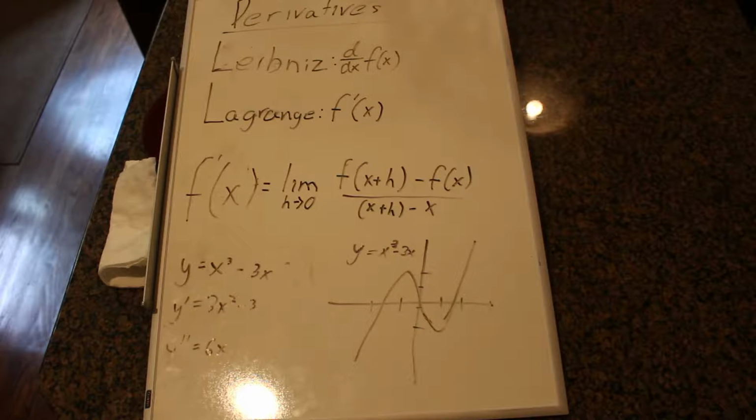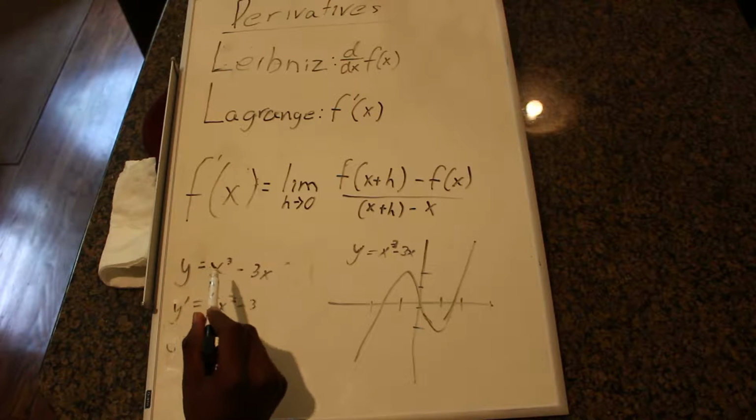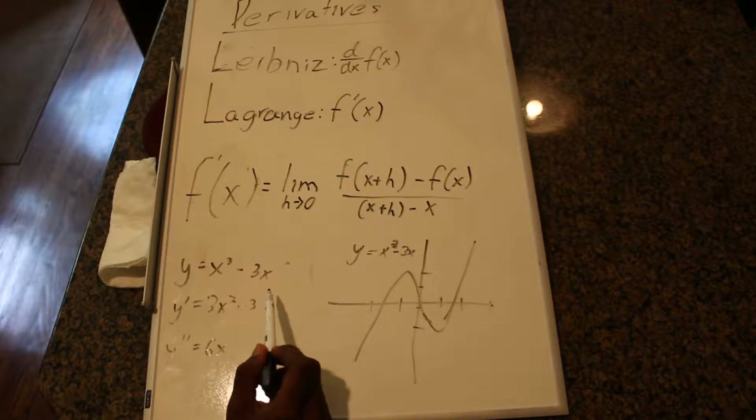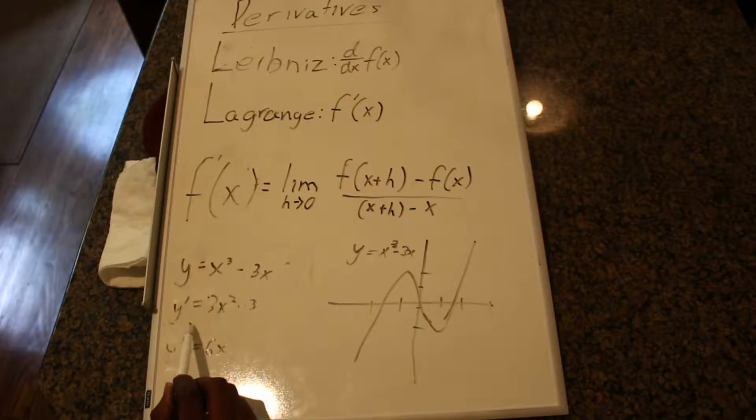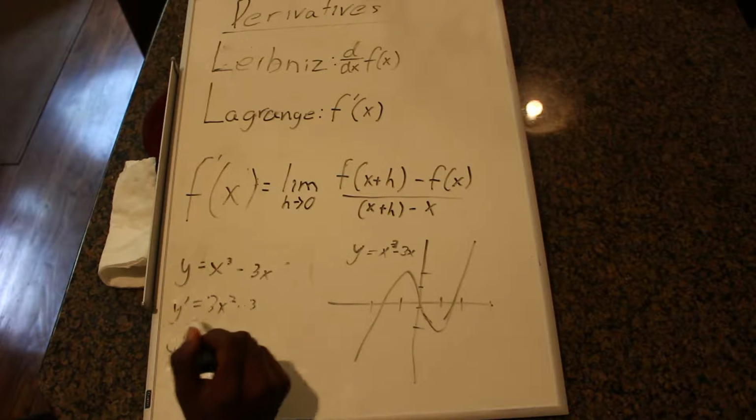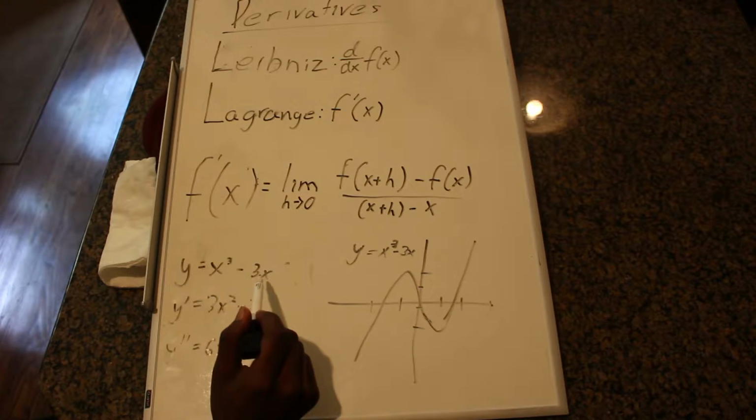Today I'll be talking about derivatives. Derivatives represent the slope of a function at a given point. If we were given x cubed minus 3x and we took the first derivative of it, this represents the slope at any given point along this curve.